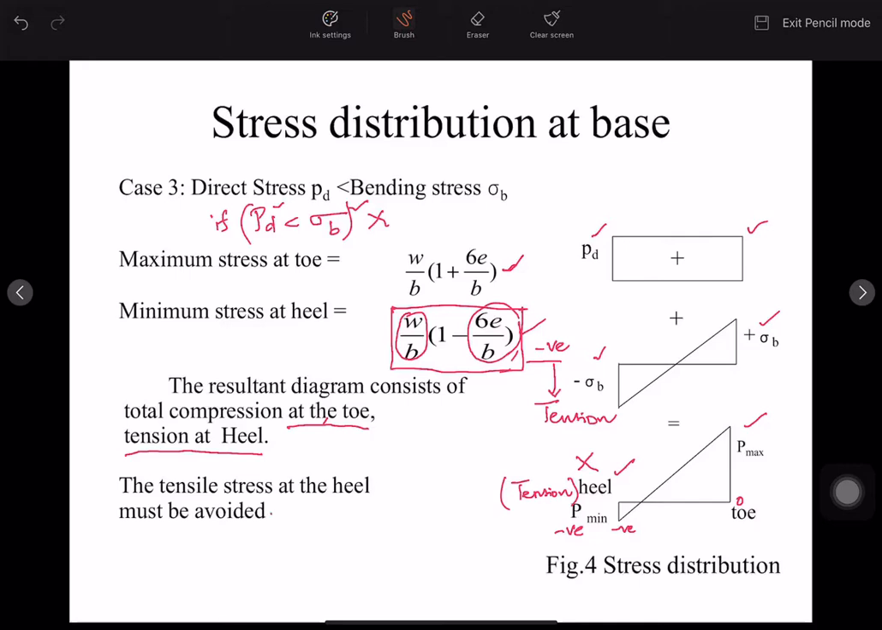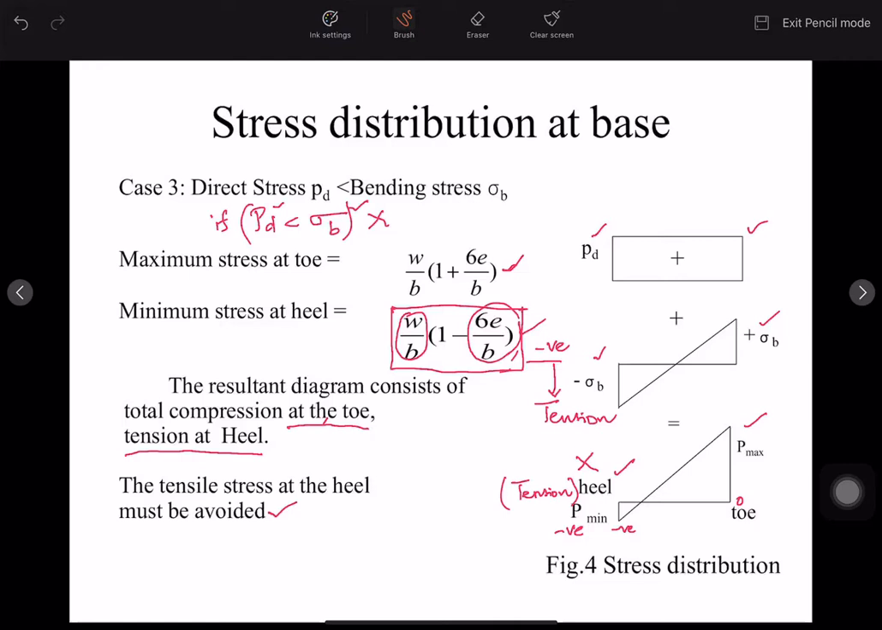The tensile stress at the heel must be avoided, right? So that means we need to take care that sigma b, that is nothing but the bending stress, should not be greater than the PD value, the direct stress. So before analysis or calculating the stresses itself, we need to compare these two values and check under which case it is falling, whether it is case 1, case 2 or case 3.